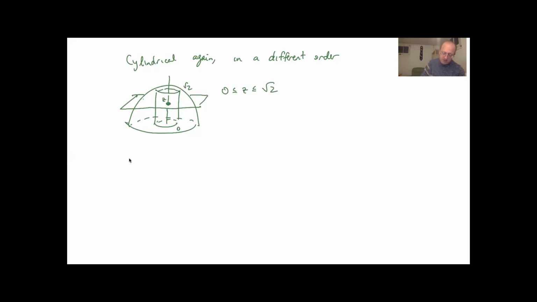So let's use another color here. Well, at that height, it looks like we have a disc-shaped region coming from the sphere, but with a hole punched out of it from this cylinder.